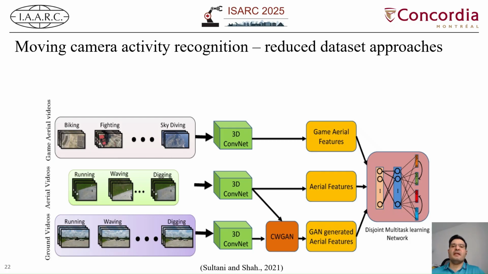To address this issue, aerial reduced dataset methods have also been proposed. For example, in this figure, we can see a multitask learning approach that uses the GAN network to transform ground activity video features into their aerial counterparts, combined with synthetically generated videos and a small number of real aerial activity videos. Although this method reduces the need for annotated aerial data, it uses domain adaptation from ground videos to aerial videos, a process that inevitably introduces errors. So there is a need in this area for new methods that can directly exploit unlabeled aerial videos to facilitate both activity recognition and localization.